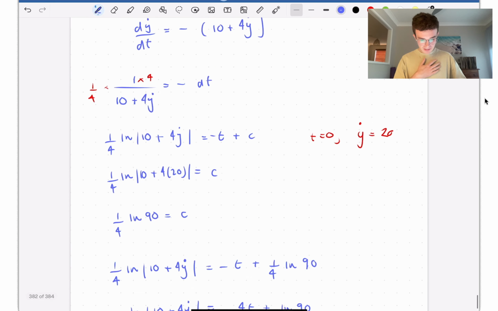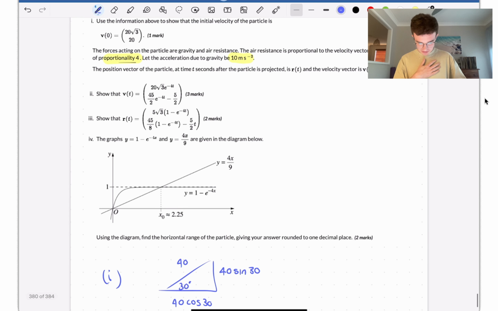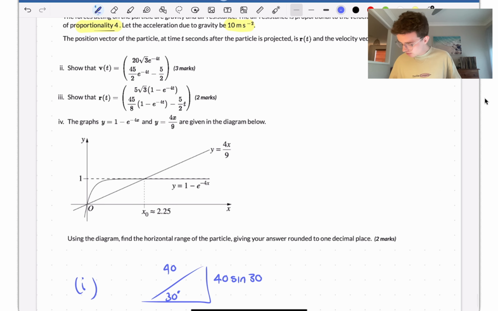Okay. Last part hasn't been too tricky so far. I think it's been noted in the marking that this was the most difficult one. So we've got the graph shows 1 minus e to the minus 4x, which we might note is in green, and y equals 4x on 9. I'm not quite sure where 4x on 9 is coming from. Use the diagram to find the horizontal range. Okay.